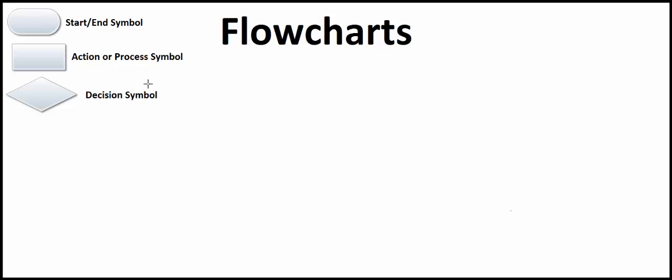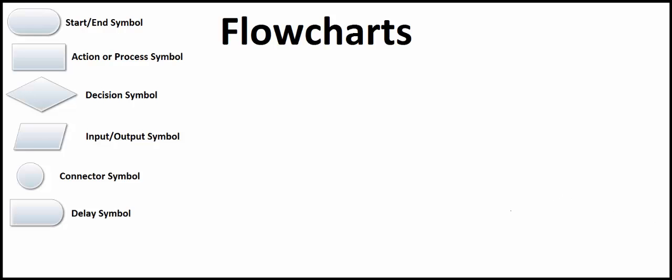The most important one is the start and end symbol. The second one I would include is the action or process symbol. This will be followed by the decision symbol. And don't forget the input and output symbol. Also, we could include the connector symbol. Maybe you will find use for the delay symbol. And very popular is the database symbol. These are the symbols you may want to use. Of course, there are more symbols.